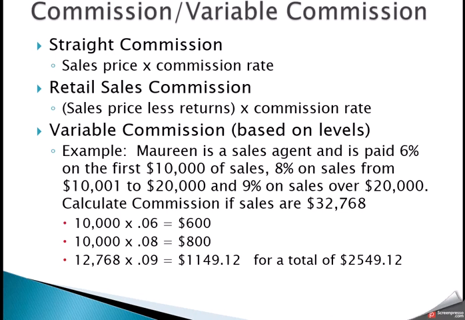If we look at the tiers, on the first $10,000 of sales, she's going to get paid 6%. The next $10,000, from $10,000 to $20,000, she's going to get paid 8%. Then all sales over $20,000, she'll get 9%. So then you have to tier it out. If she has $32,768 in her personal sales, the first $10,000 gets the 6%, so $600. The next $10,000, which takes her up to $20,000, she'll get $800 for that. Then how much is she over the $20,000?